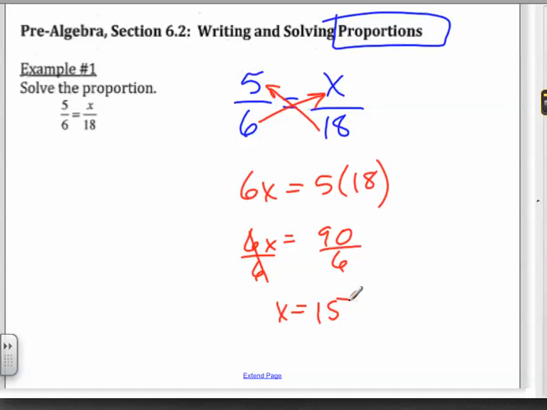Now, because Fritz is smart, he's going to say, hey, Mr. Cortez, really? Do I have to go through all of that work? I can tell that 6 times 3 gives me 18, so I just multiply 5 times 3, and that gives me 15. Yeah, Fritz, absolutely. And I want you to recognize that and to do that if you see it, okay?